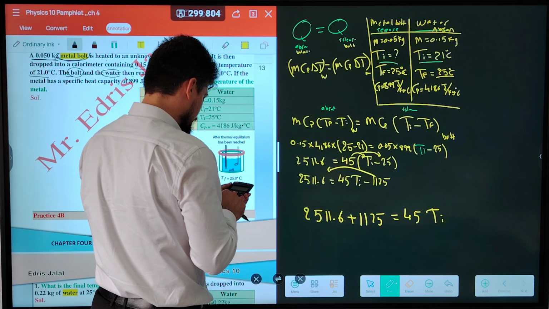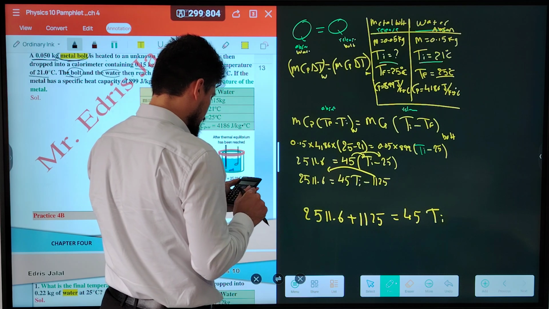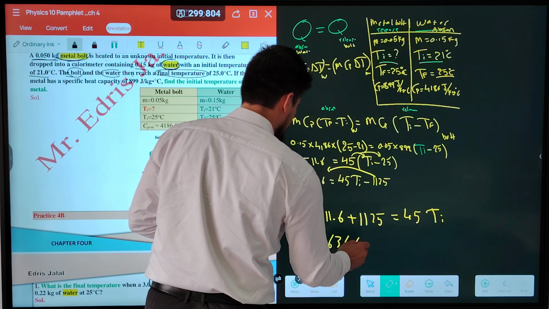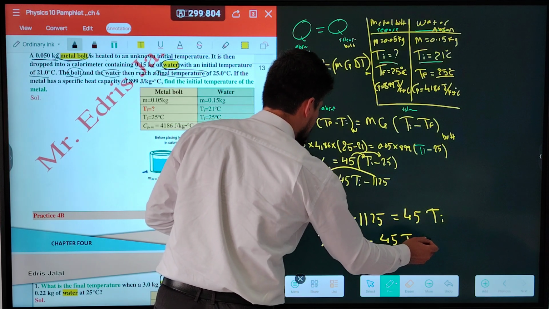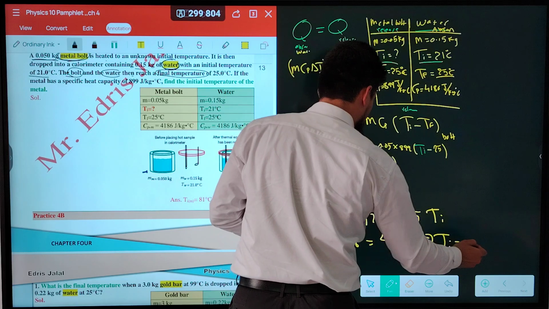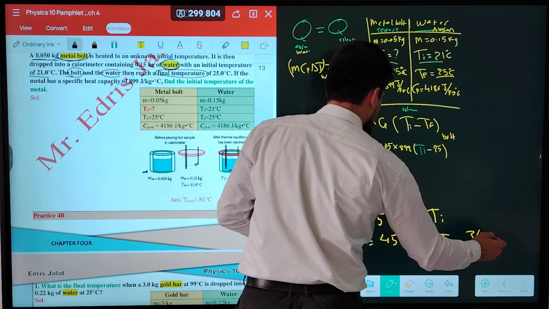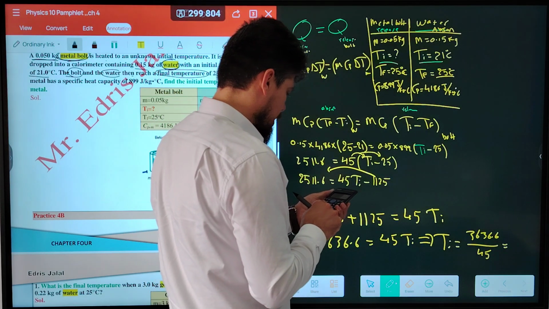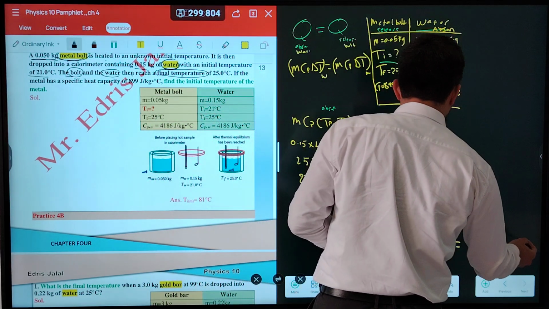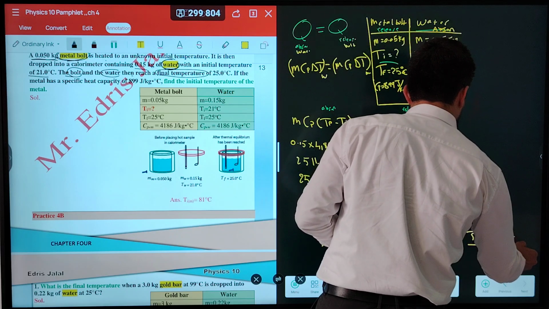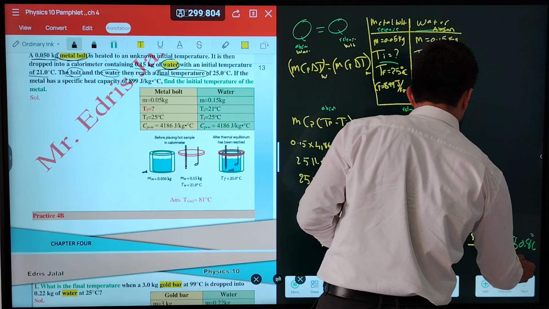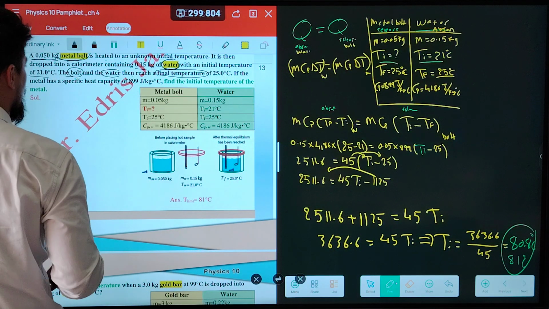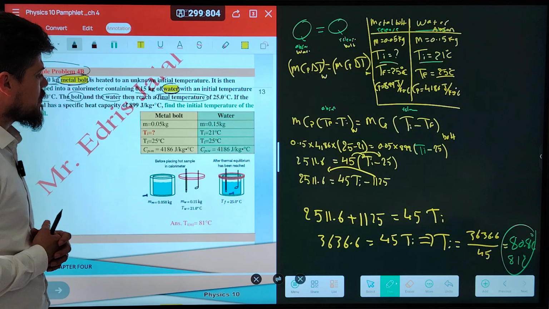Okay, adding this number to 2,511.6, I got 3,636.6, equal to 45 T initial. So T initial is equal to what? 3,636.6 divided by 45, which is equal to 80.8, or 81. I got 80.8 Celsius or 81 Celsius. This is the initial temperature of the metal ball, which is bigger than the temperature of the water.